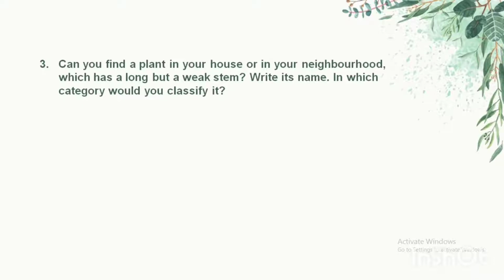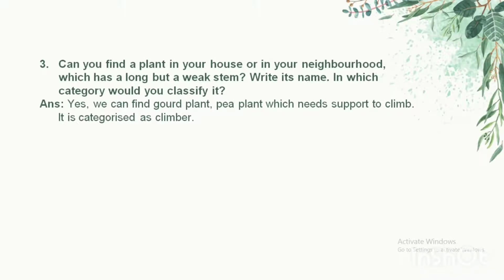So over here they are talking about climbers. So answer will be like this way, that yes, we can find gourd plant, pea plant which needs support to climb and it is categorized in a climber. ओके, यहाँ पे आपको हिंट पहले से दे दी गई थी, दैट इज अ लॉन्ग बट अ वीक स्टेम. ओके, अगर फ्रेजाइल एंड वीक स्टेम लिखते या फिर ऐसा लिखते कि विच स्प्रेड ऑन द ग्राउंड, सो आपको पता चल जाता कि दे आर टॉकिंग अबाउट क्रीपर्स.